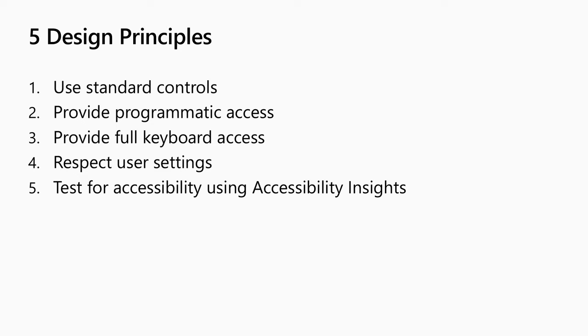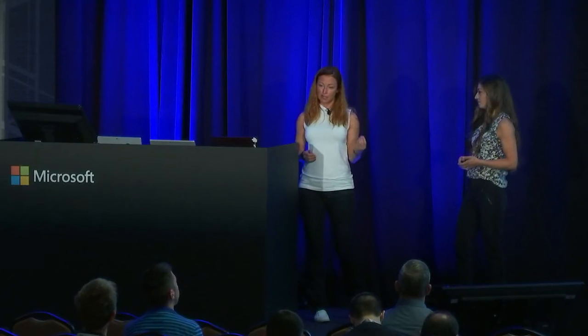The fourth one is to respect the user settings, the user's ease of access settings that Windows provides, and Windows provides ease of access settings for hearing, vision, and mobility. So, for example, if a user has tuned their experience to the high contrast mode, make sure that you respect those settings while building your applications.